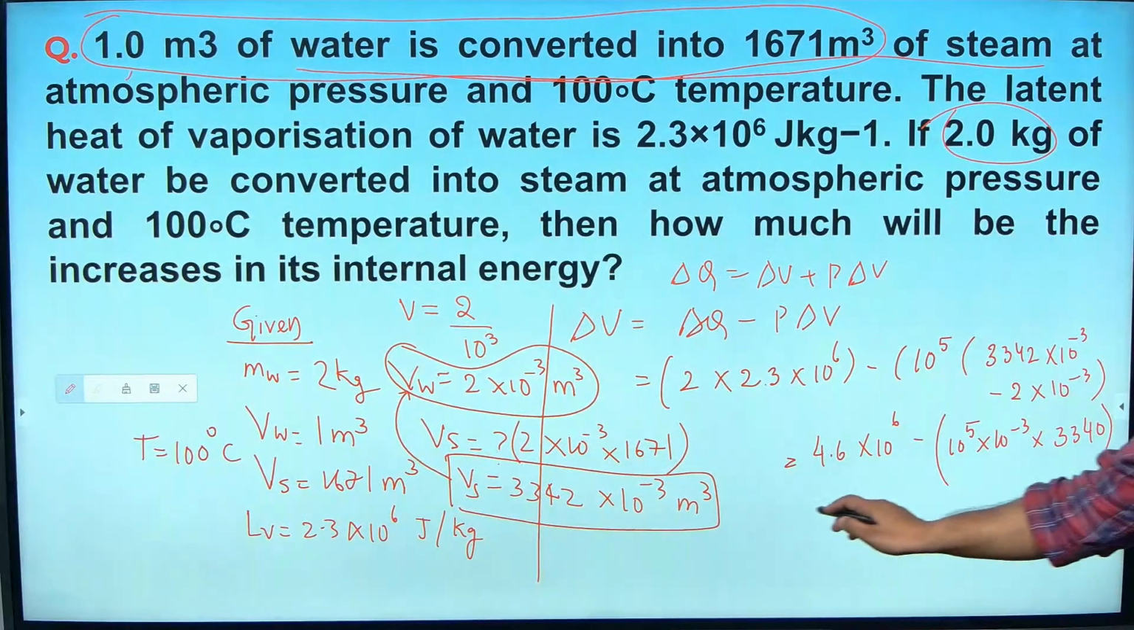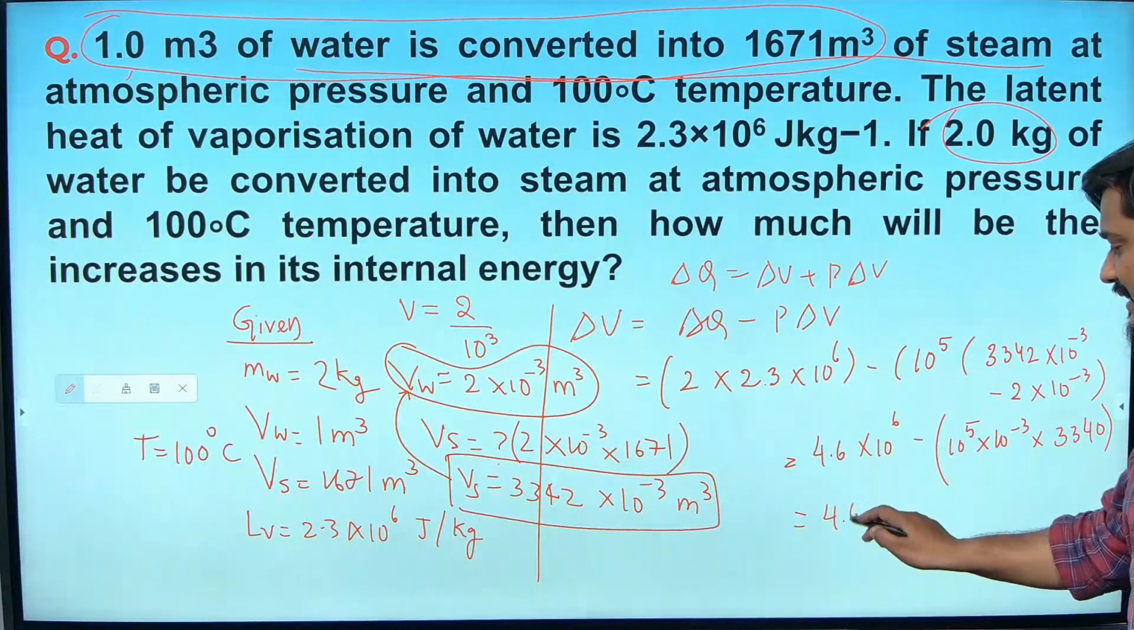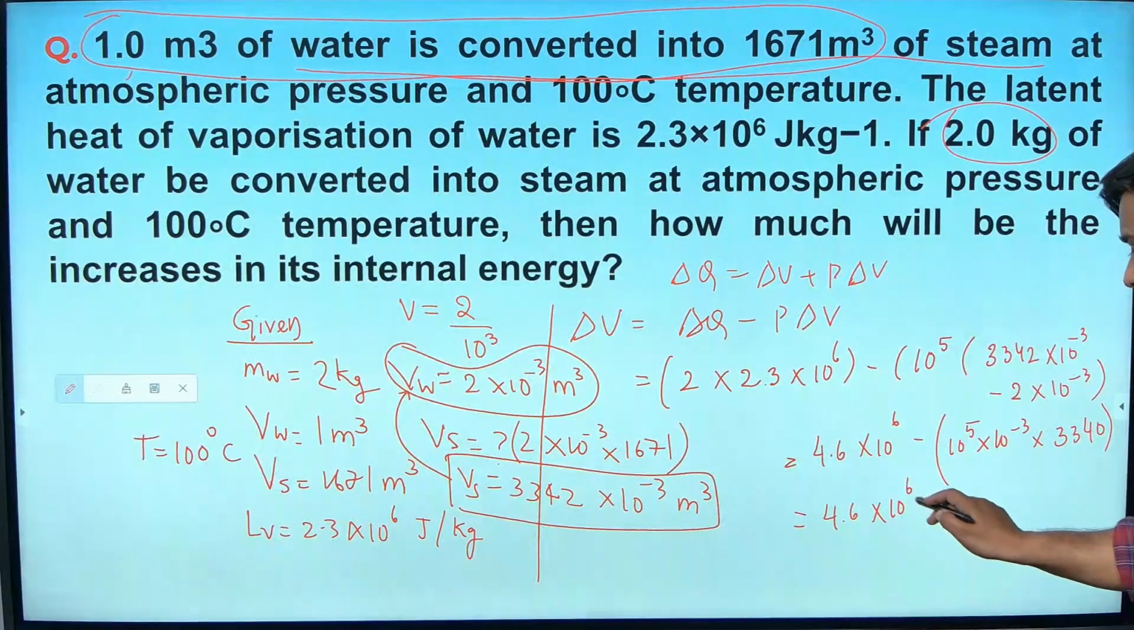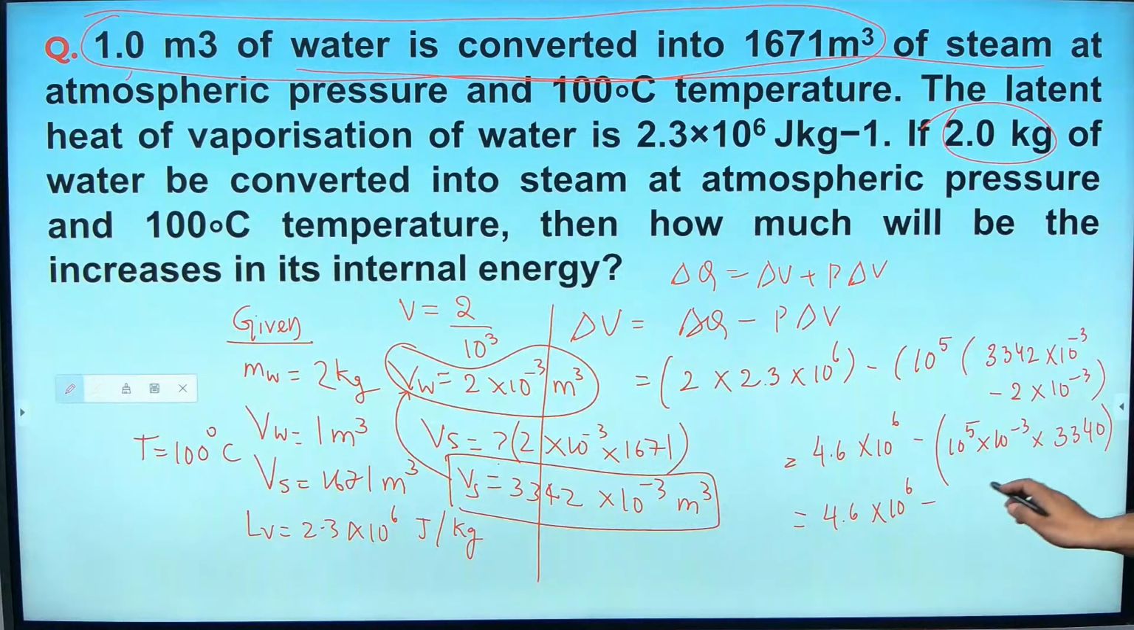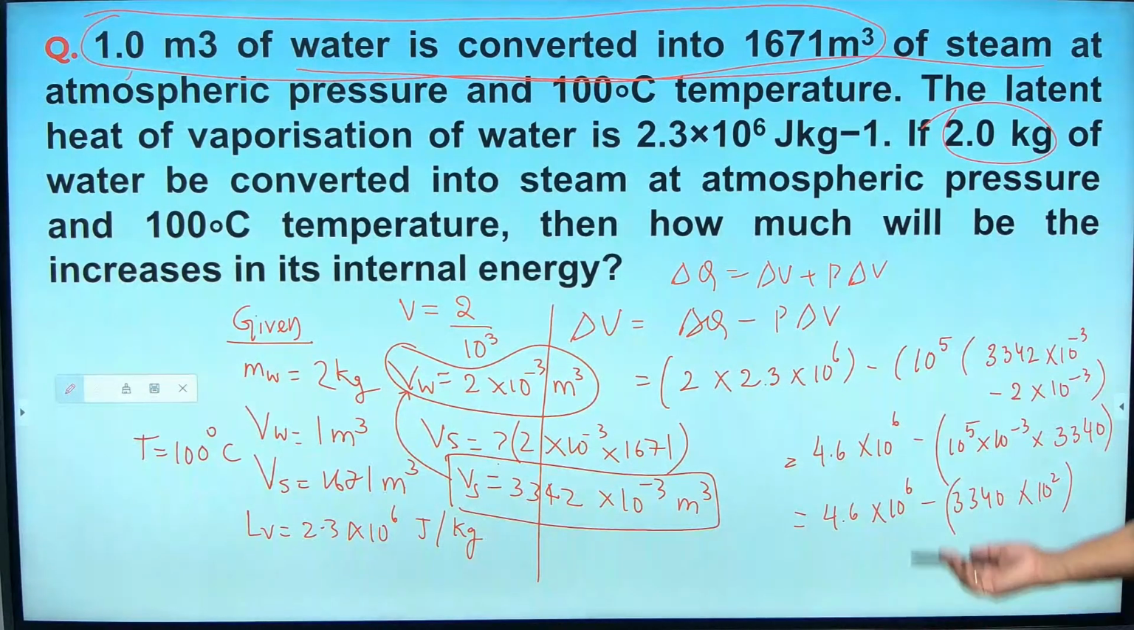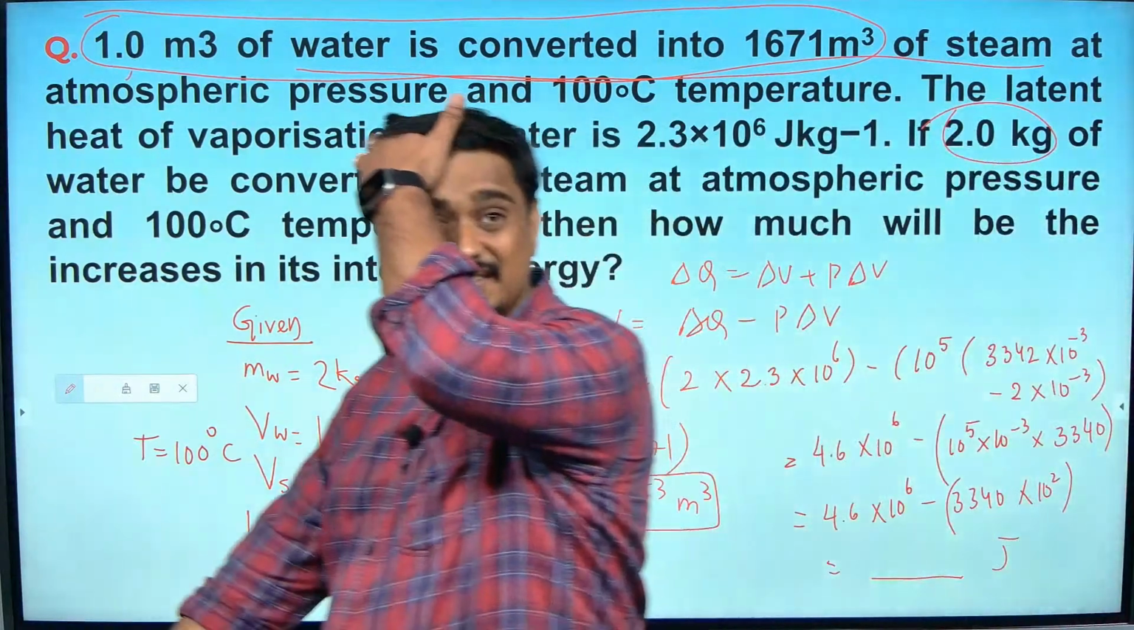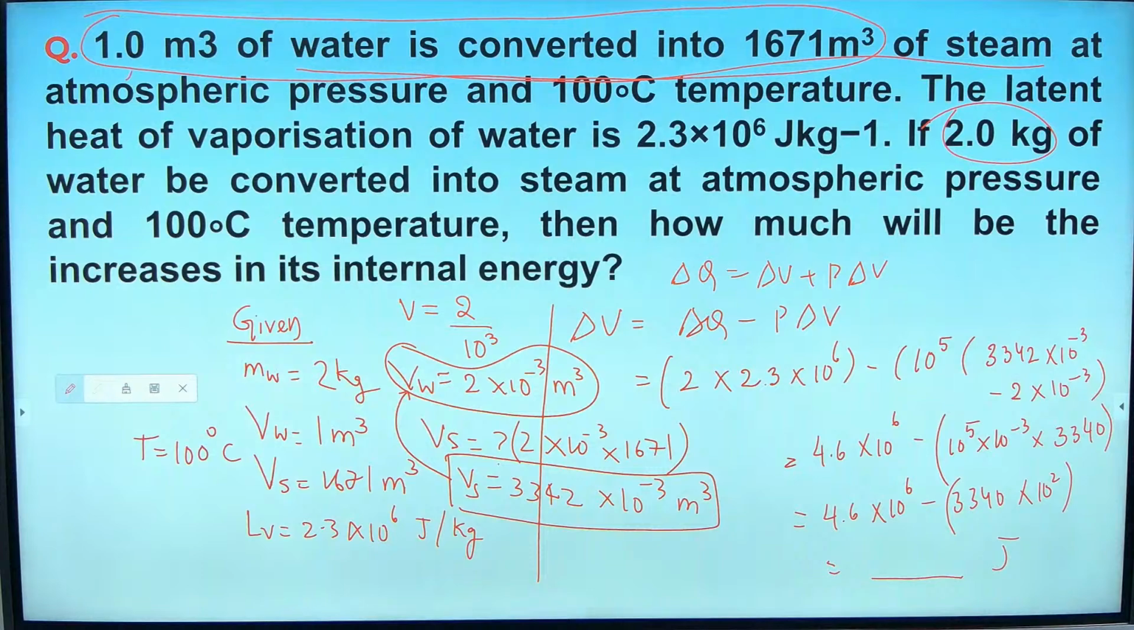Yes, sir. So it will become 4.6 into 10 to the power 6 minus 3340 into 10 to the power 2, right. So do the subtraction, you calculate how much that will be, and that many joules will be the answer. Got it? Yes, got it, sir.